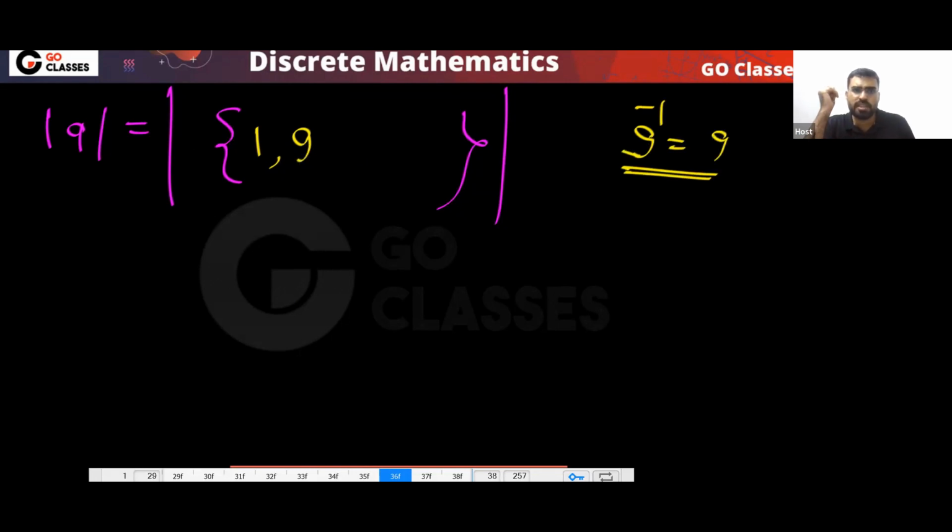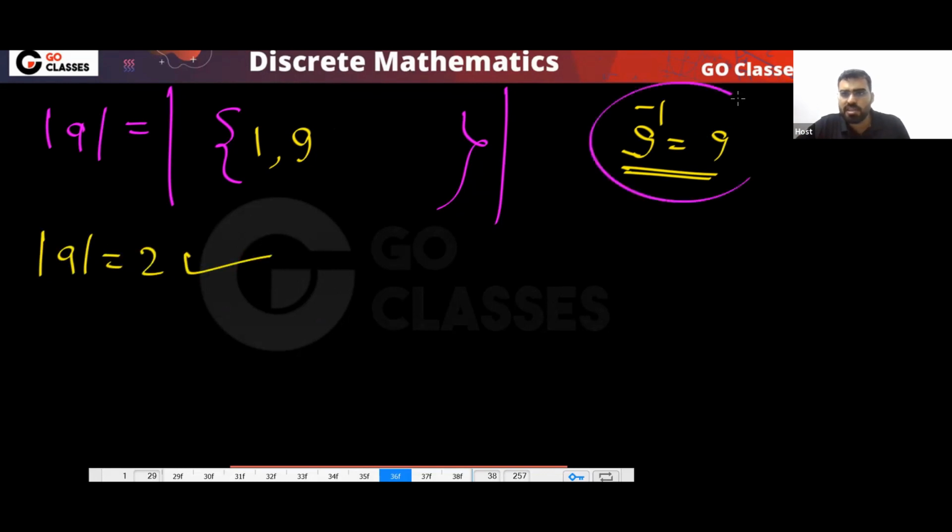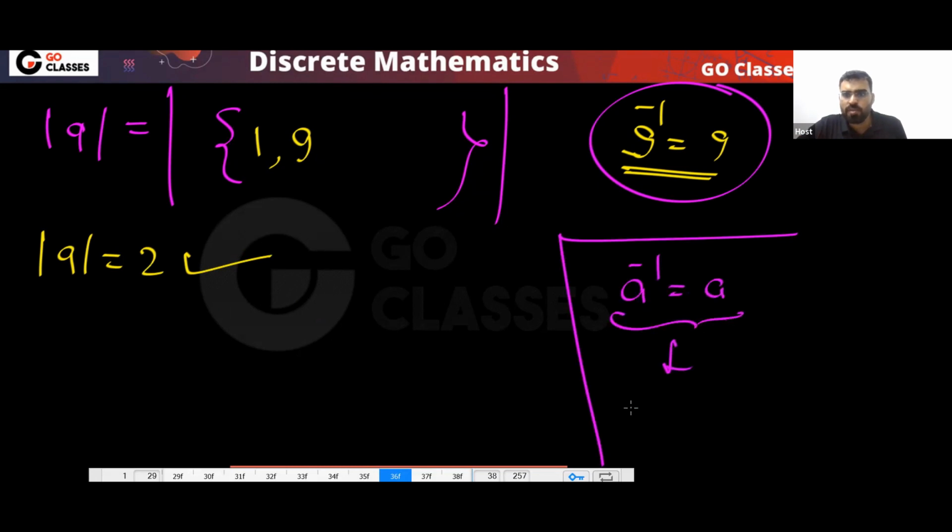So only these two elements will be generated. I can say the order of 9 will be equal to 2. So 9 can generate only 2 elements, because 9 inverse is 9. Whenever A inverse is A, how many elements can you generate? It automatically means this will be E comma A. This we have seen. Whenever A inverse is A, then the subgroup generated by A will be A comma E.